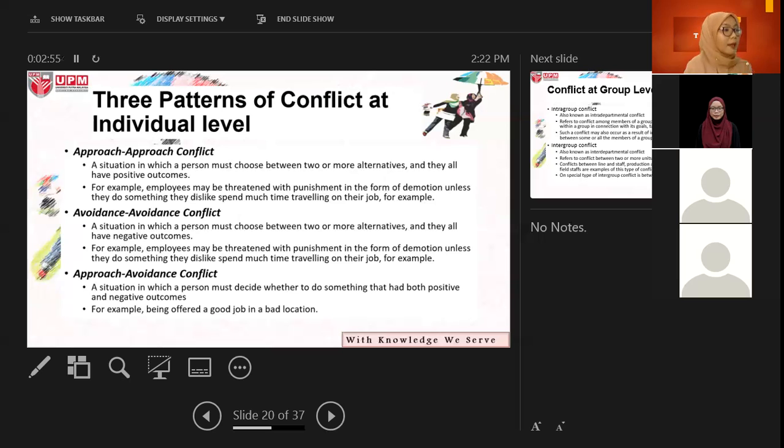Okay, for example, employees may be threatened with punishment in the form of demotion unless they do something they dislike, spend much time traveling on their job, for example.